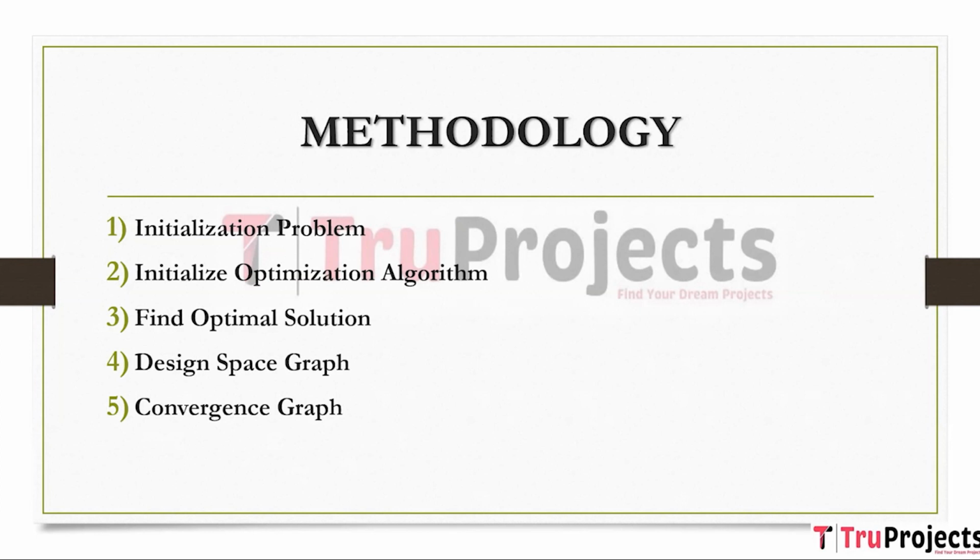Next one is initialize optimization algorithm. In this module, we select and initialize the optimization algorithm which we want to use to solve the defined problem. For the given project, NSGA algorithm is chosen and set up with specific parameters like population size, number of offspring, and sample method, crossover and mutation rates, etc. Third one is to find optimal solution.